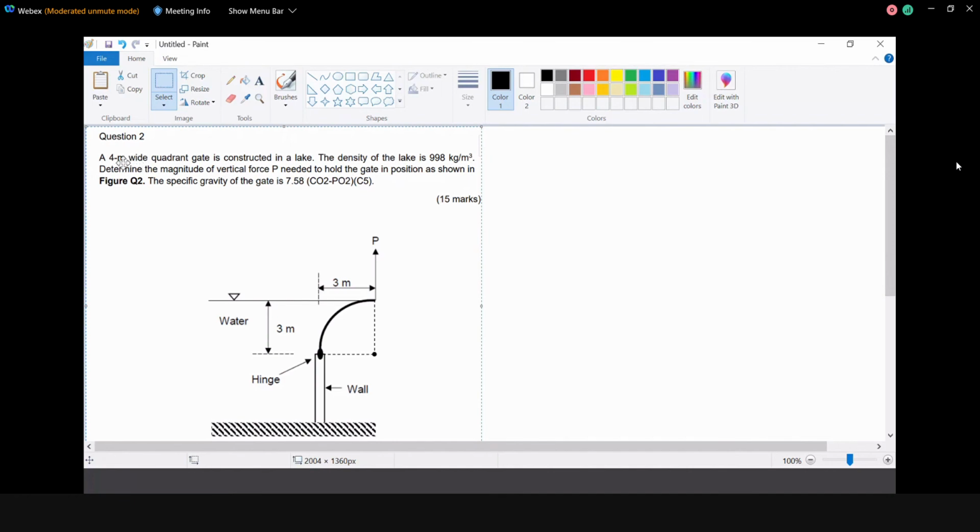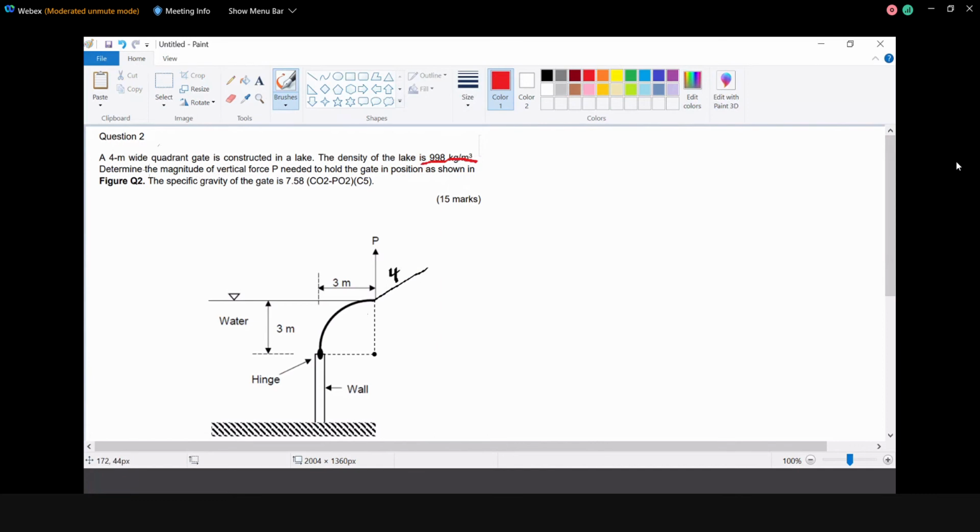So we have a quadrant gate, a quarter circle. Its width is 4. Okay, the thickness is 4. And then the density is 998, which means this is not pure water. This is lake water or sea water with salt or something. That's why its density doesn't reach 1000. So you cannot simply use the typical value of density for water, 1000, okay?